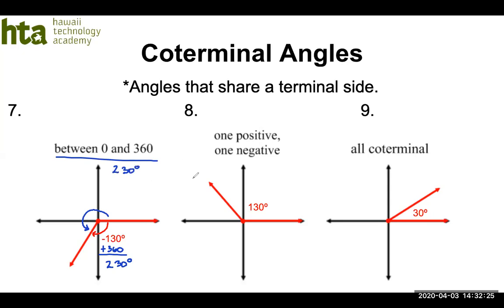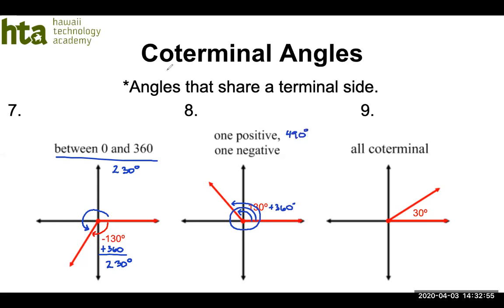All right, number 8 is asking for a positive and a negative coterminal angle to 130. So that's a positive 130, so it went this direction. In order to get another positive coterminal angle, we just do the same thing: 360 plus that. So again, we can add 360 to this angle, and that gives us 490. So that would be our positive coterminal degree.